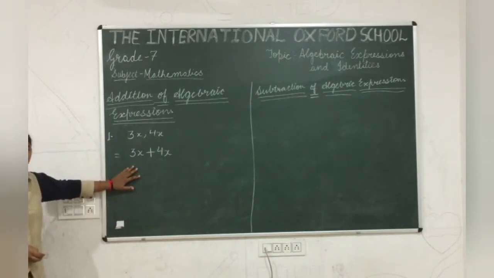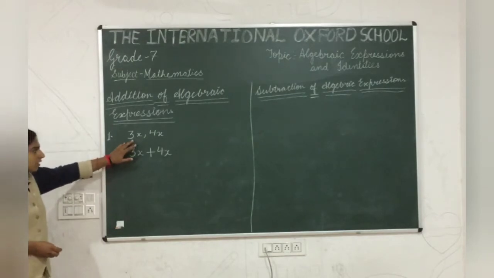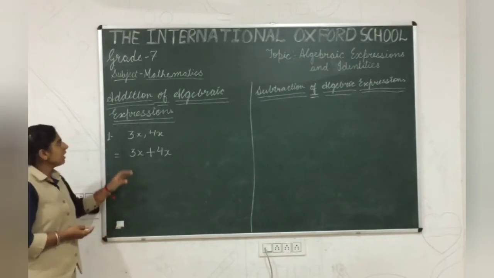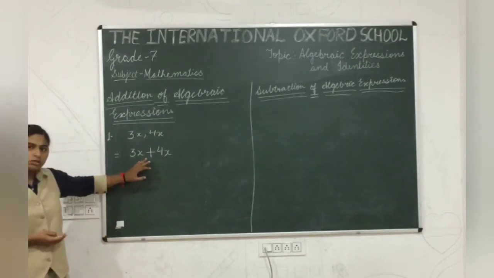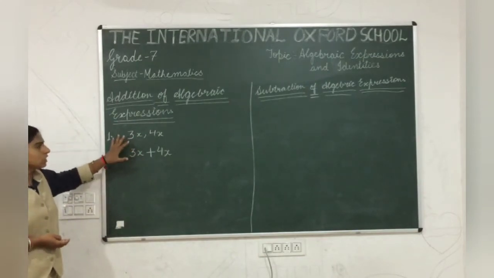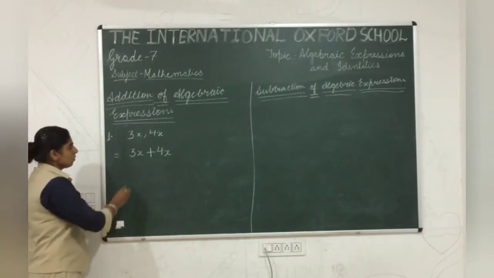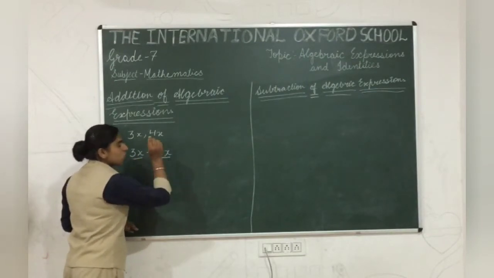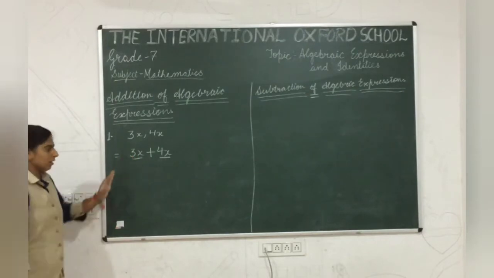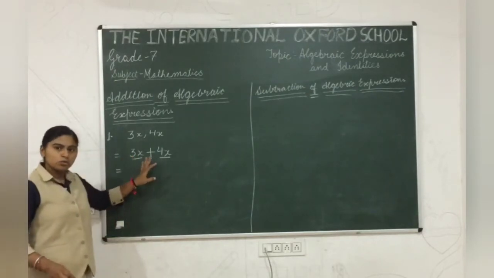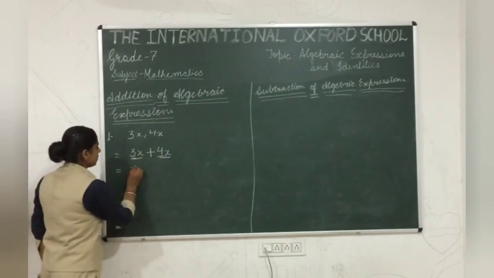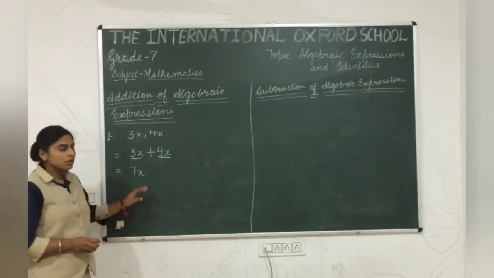Firstly we will check either both of these are like terms or unlike terms, because addition is possible if both the terms are like terms. If these are unlike terms, then addition can't be possible. So this is 3x and this is 4x. Both of these are like terms, so addition is possible. Now we will add both of these terms. 3 plus 4, that is equal to 7x.